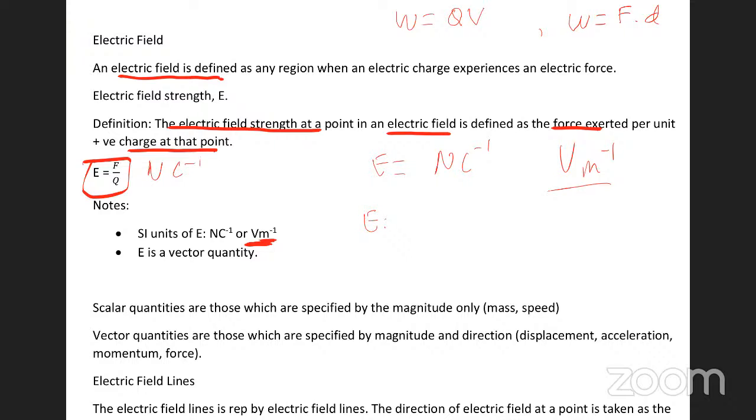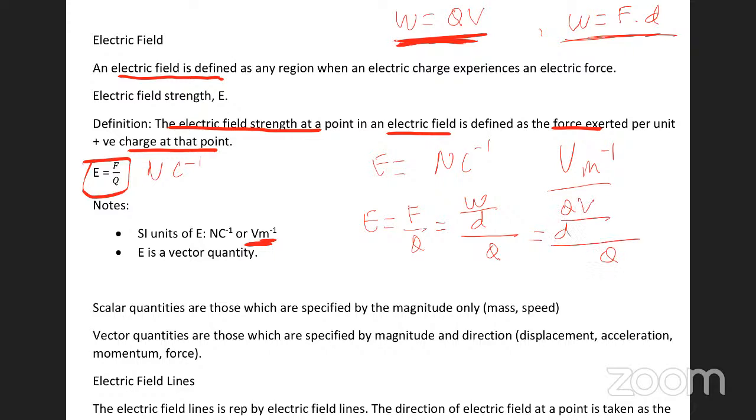Electric field strength is equal to force over charge. Based on this formula, force is equal to work done over distance. So force is work done over distance, divided by Q. But I told you that work done is QV. So that'll be QV all over d, divided by Q. The Q's cancel, and you will get V over d. D is in meters. So based on dimensional analysis, these two are correct.